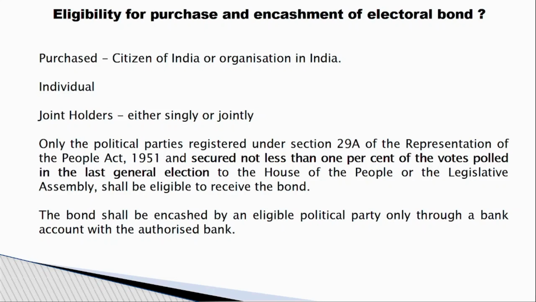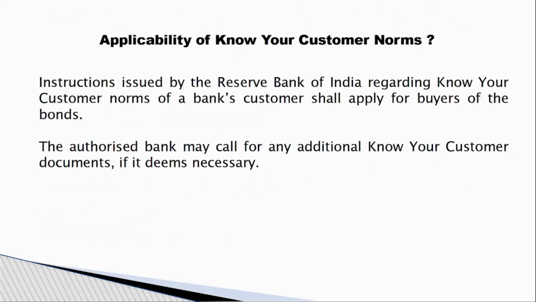So, if you buy and give it to any political party, your name will not be there, the payee will not be there. You give it to any political party, they'll deposit it to their authorized bank account. Automatically, this amount will be transferred to the political party. So, to buy electoral bonds, do you need documents, know your customer documents? Yes, as per the RBI instructions, you have to submit the KYC document for buying electoral bonds.